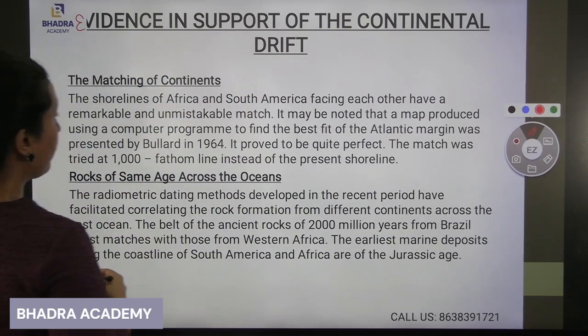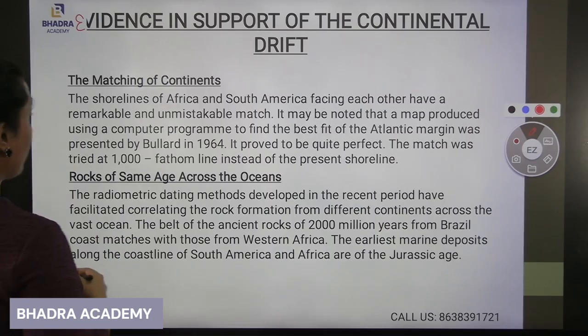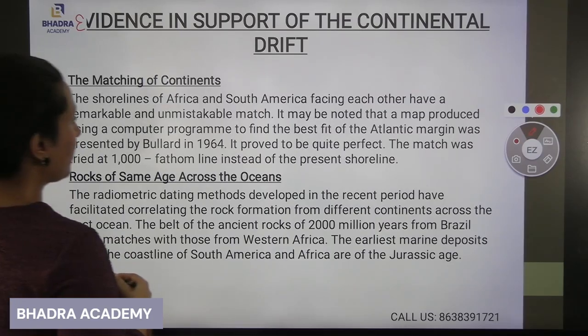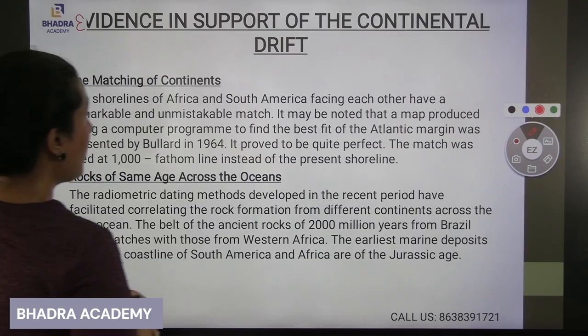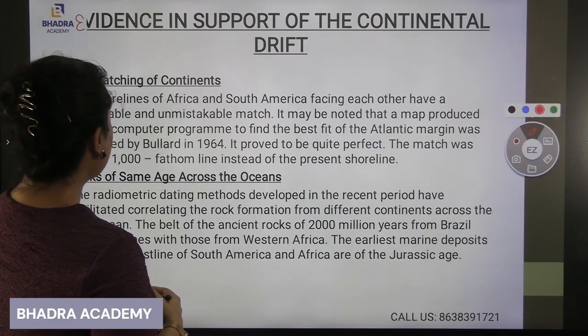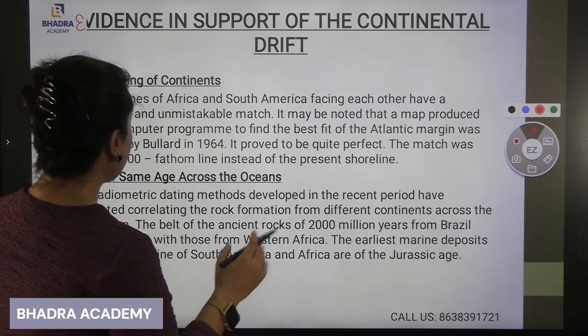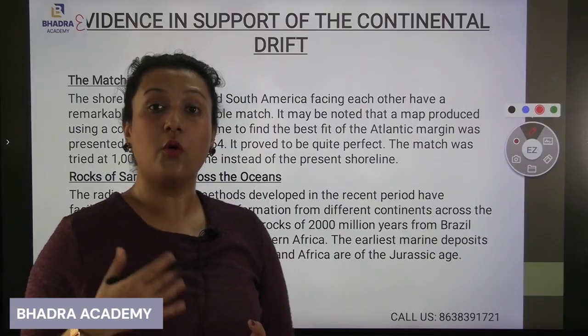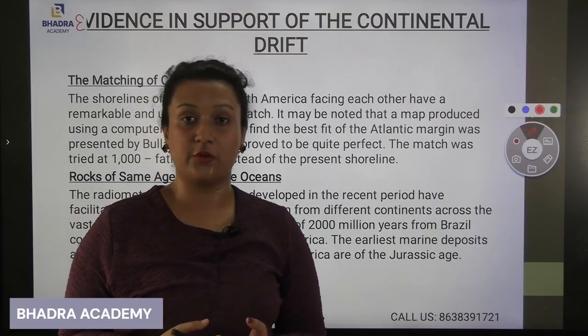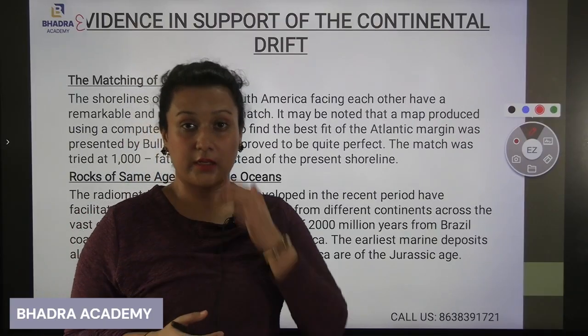The shorelines of Africa and South America facing each other have a remarkable and unmistakable match. It may be noted that a map produced using a computer program to find out the best fit of the Atlantic margin was presented by Bullard in 1964. Now, what was the evidence of the continental drift? How did the scientists come to know regarding the continental drift?